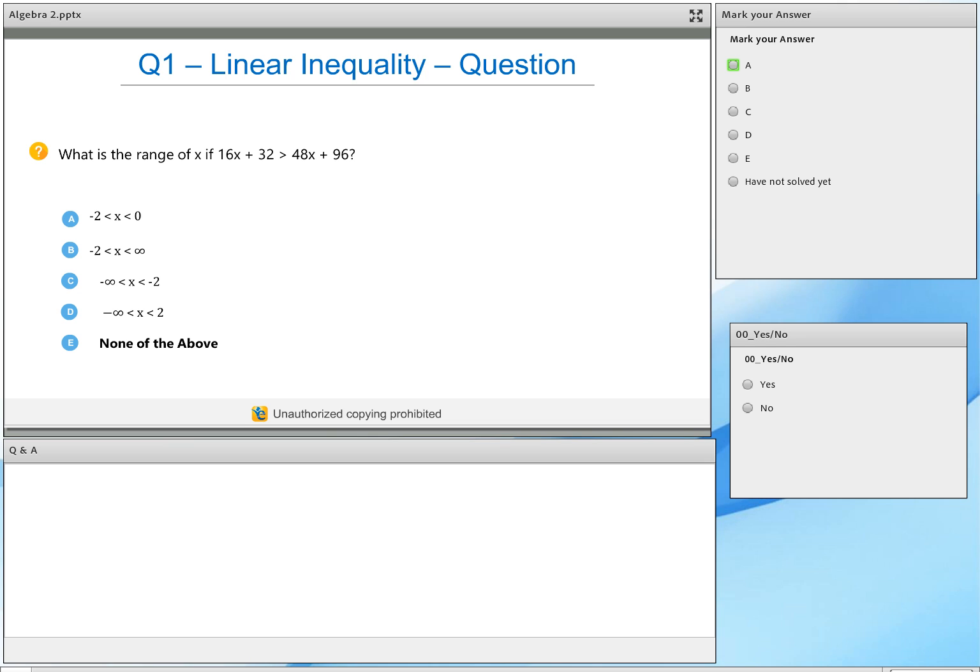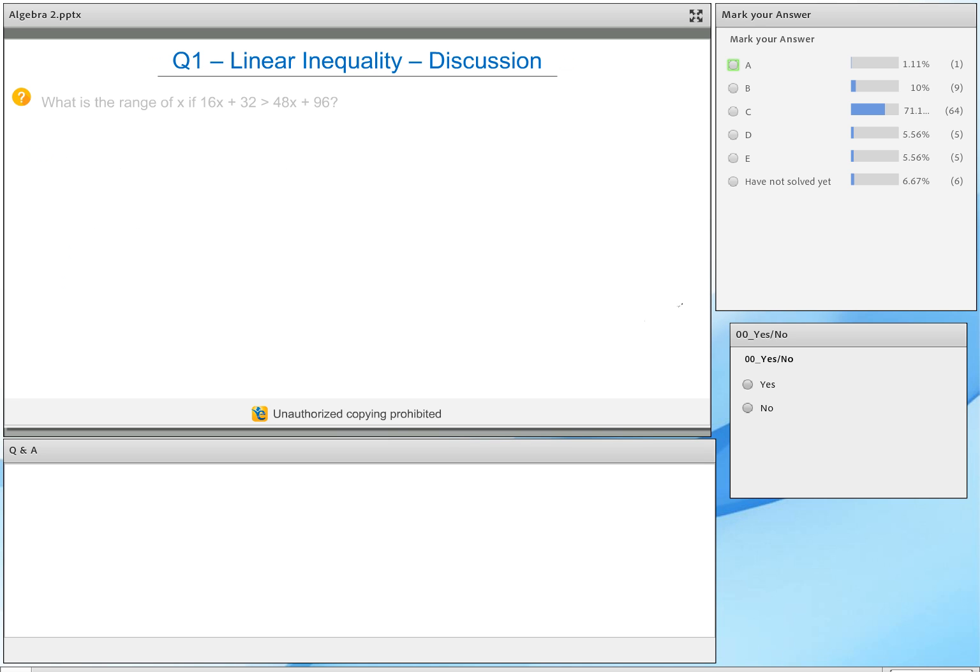Last 10 seconds. All right, I'm going to end the poll now. Good job, everyone. 71% accuracy in this question, so that's really good. Let's take a look at this question here.